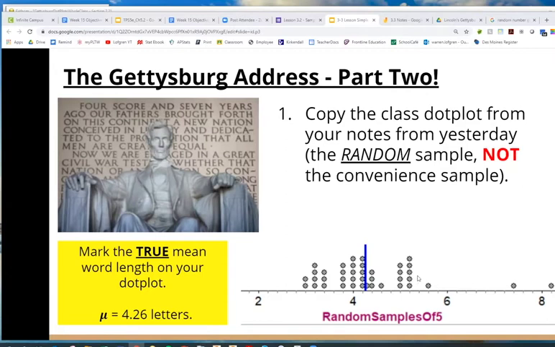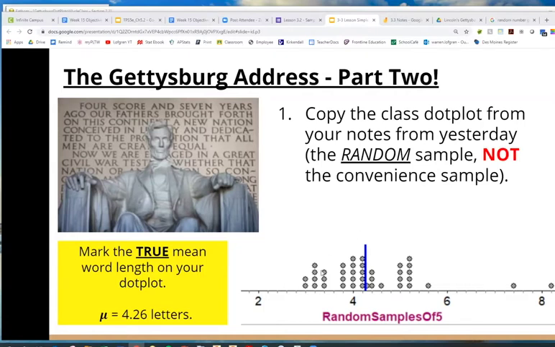As you rough sketch this out, again, don't worry about counting exact numbers of dots or anything. The key thing to look at is that I do have the blue line of ultimate truth sitting right there at 4.26. That blue line represents the actual average of the entire population. Every single word in the Gettysburg Address, when we put them all together, has an average of 4.26.